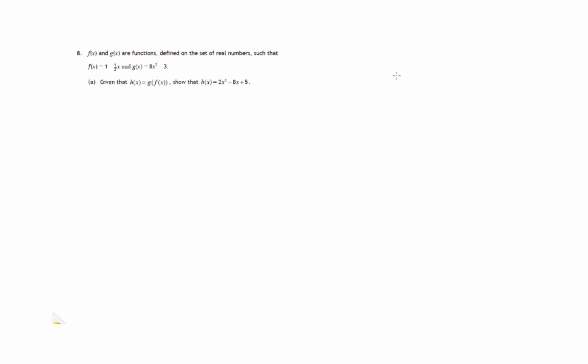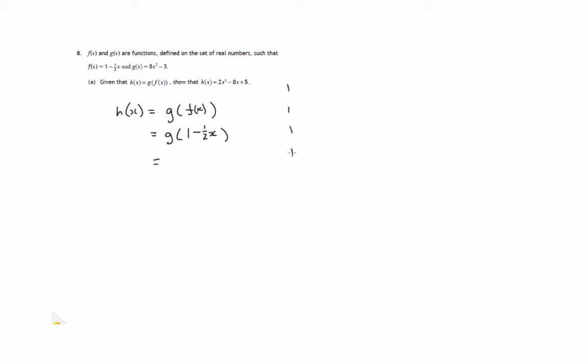This is question 8 from paper 1 of the SQA Curriculum for Excellence Higher Specimen paper. We're given a couple of functions, f and g, in their formulae, and we're asked to work out h. That's g of f of x. So inside g goes f of x, which we know to be 1 minus a half x.